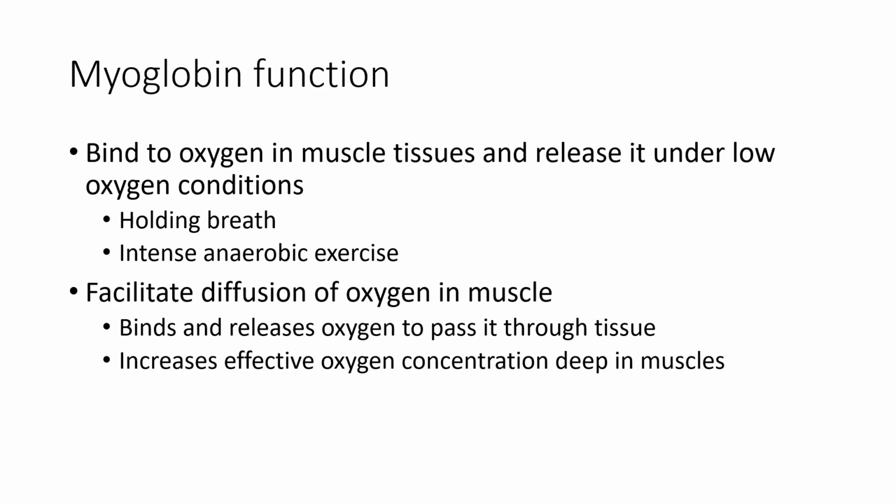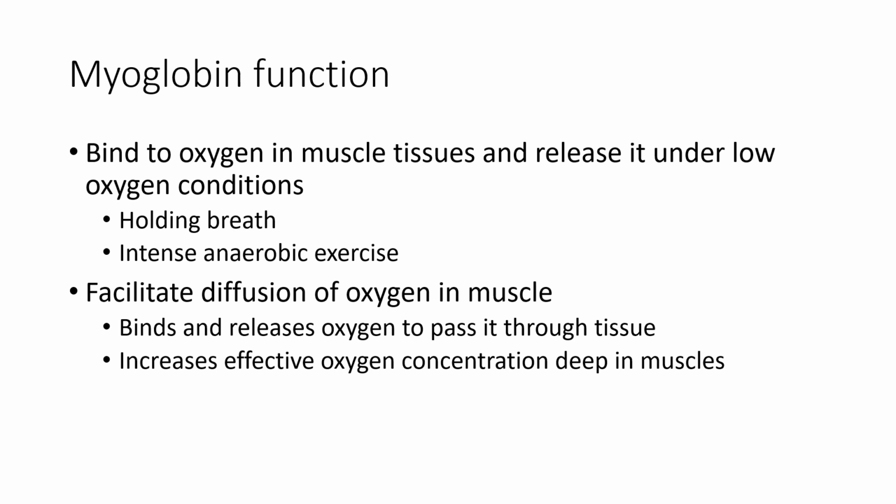First we'll talk about myoglobin. Myoglobin is a protein that binds to oxygen in the muscle tissues. And myoglobin releases oxygen under low oxygen conditions, for example, when you're holding your breath or during intense anaerobic exercise, when you're unable to deliver enough new oxygen to the tissue. Myoglobin's job is really to facilitate the diffusion of oxygen in muscles. So myoglobin binds oxygen and it releases it in order for it to pass through muscle tissue.